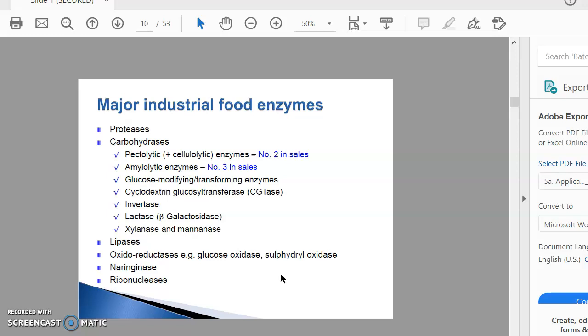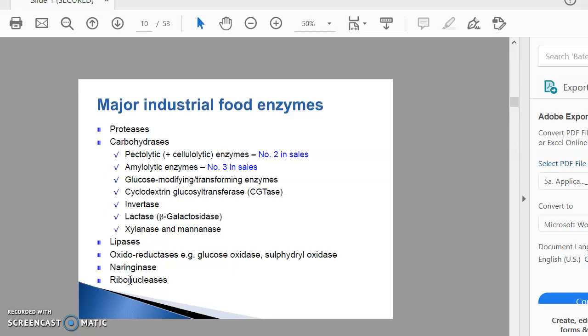Another type is naringinase. This enzyme reacts on one substrate called naringin, which is very bitter in taste. So we improve the taste of the product if we use this enzyme. Ribonuclease is the enzyme that is involved in the degradation of RNA.